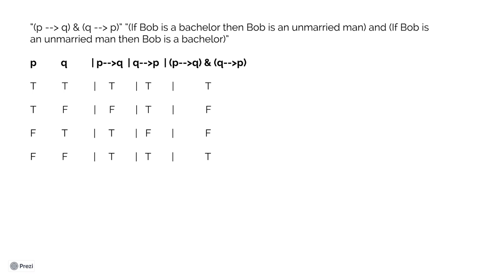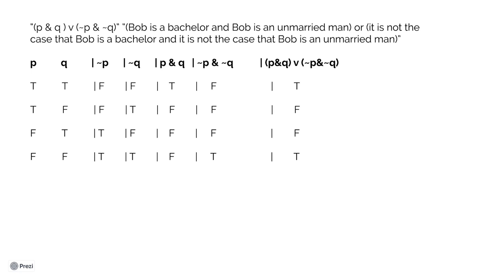But if someone instead says Bob is a bachelor and Bob is an unmarried man, or it is not the case that Bob is a bachelor and it is not the case that Bob is an unmarried man, then when we work out the truth table for P and Q, or not P and not Q, we still end up with line 1 true, lines 2 and 3 false, and line 4 true. So these three different well-formed formulas are all logically equivalent.